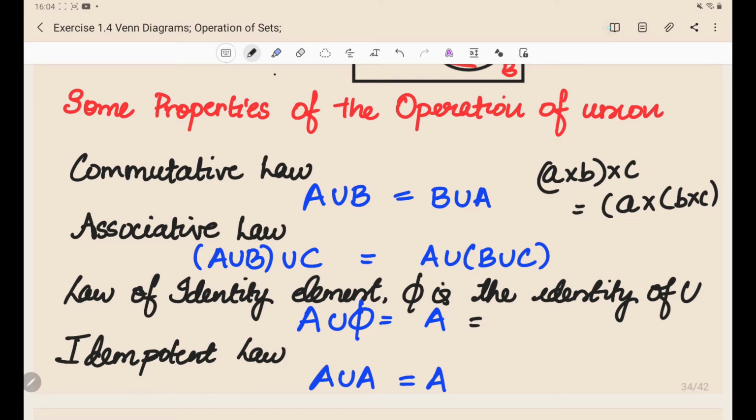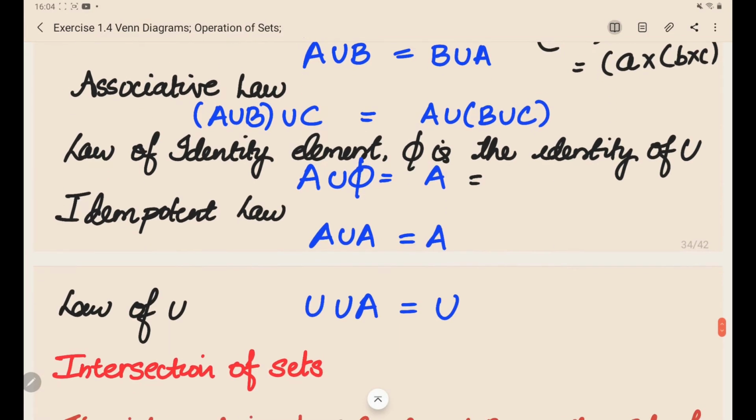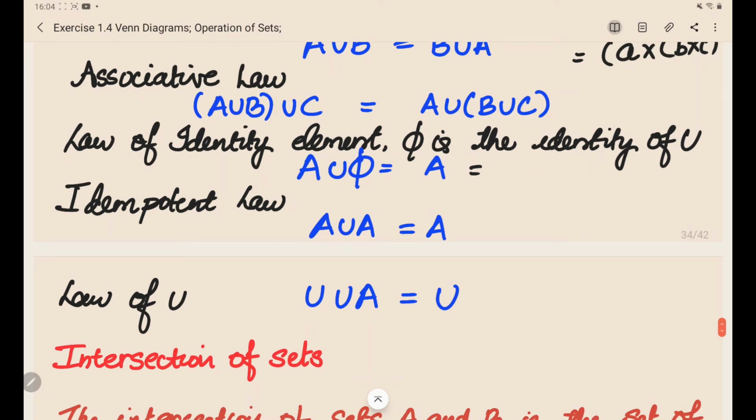And now let's discuss the fourth one. What is that? Idempotent law. Idempotent law says that if you take the union of the same set, you get the same set itself. It's logic, right? It's correct. Law of U. What is that? If you take the union of the universal set with any subset, you will get that universal set.